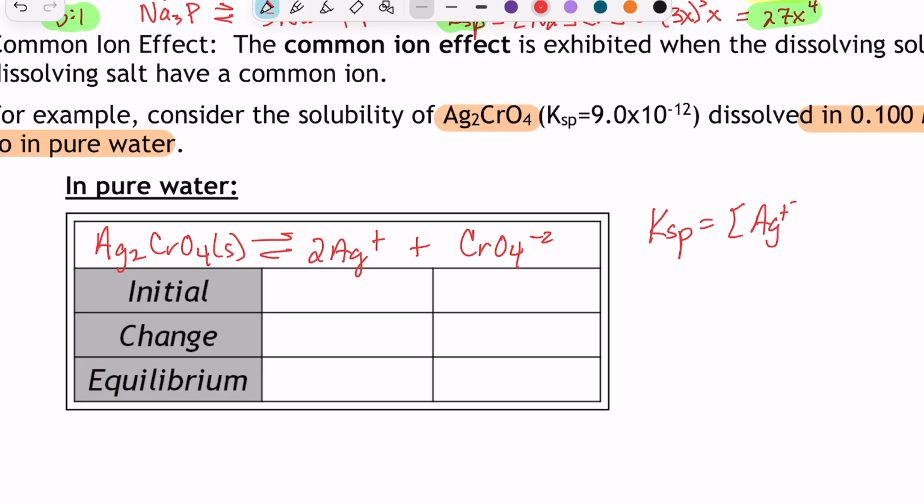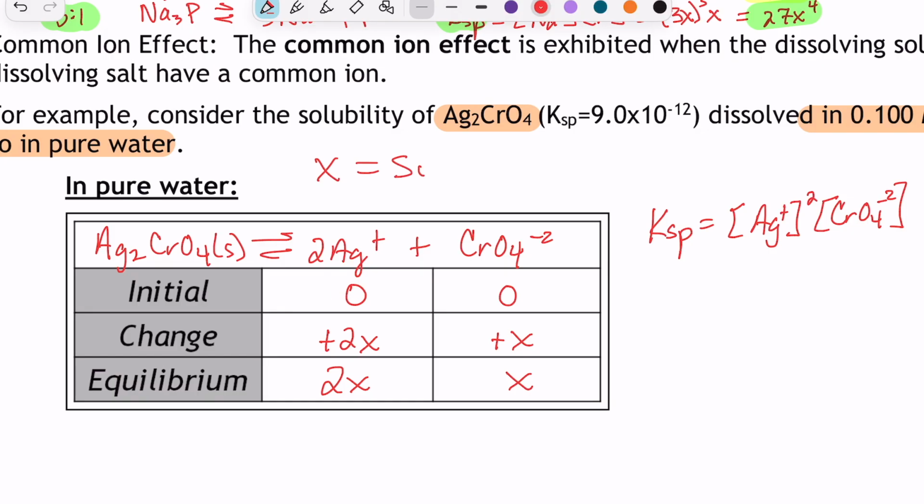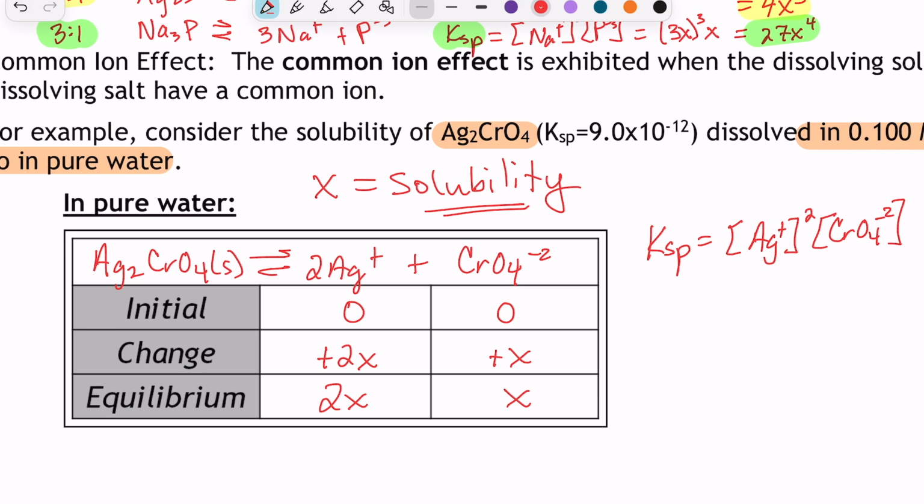Silver raised to the second power times the chromate ion to the first power. Okay, 0 and 0 are the initial concentrations in pure water. The change is plus 2x and plus x. Okay, so at equilibrium, we have 2x and we have x. Remember that x equals solubility. So if we solve for x, we're solving for the solubility in these problems. Okay, so let's plug in what we know.